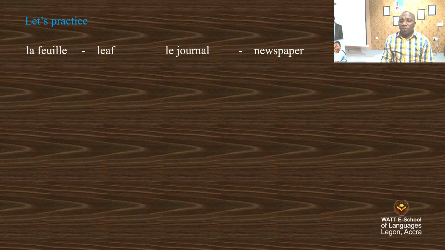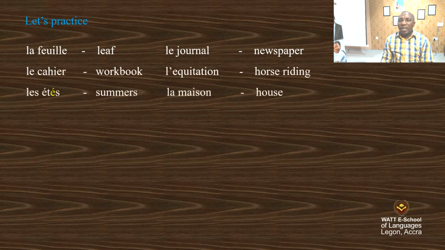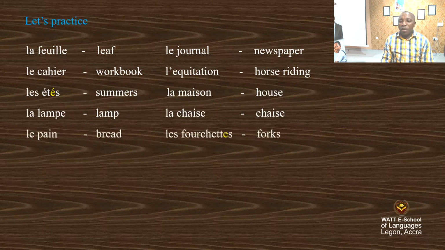Let's practice and see. La feuille, we are reading. Le journal, le cahier, l'équitation. Les étés, la maison, la lampe, la chaise, le pain, les fourchettes.